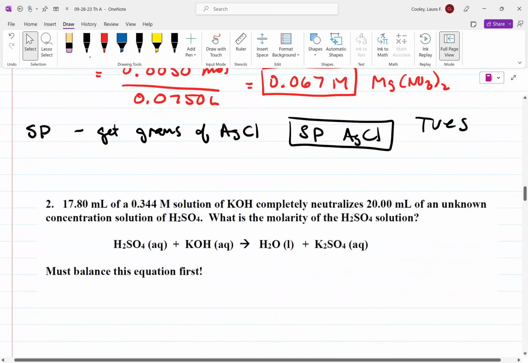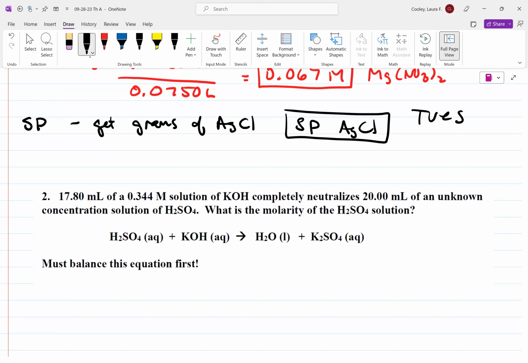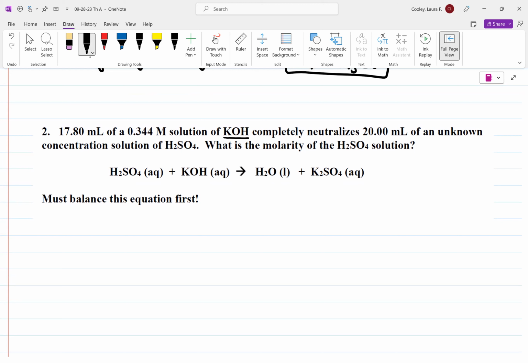The next problem, I'm going to actually talk about this one for a while. It's a similar kind of thing. It gives you the amount and the molarity of a solution of KOH. And it says it completely neutralizes 20 milliliters of an unknown concentration solution of H2SO4.